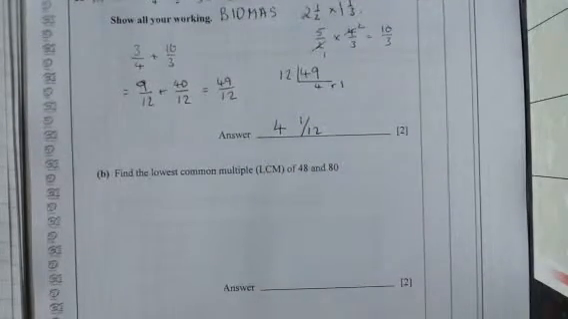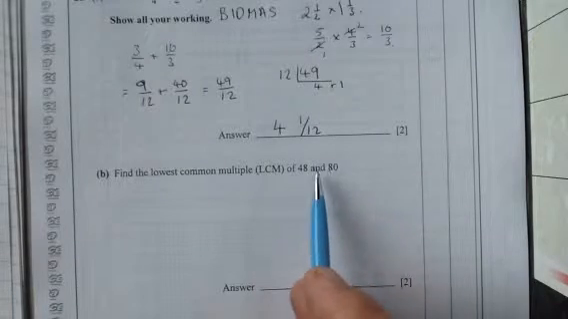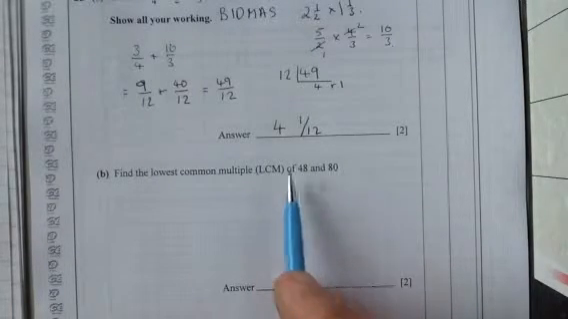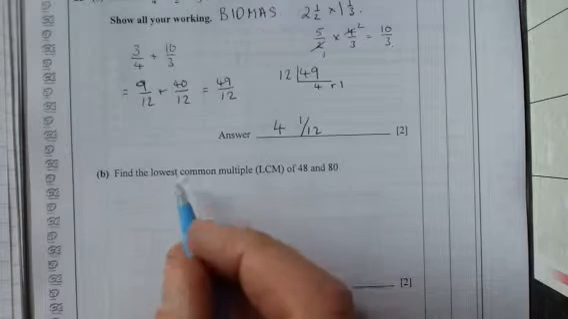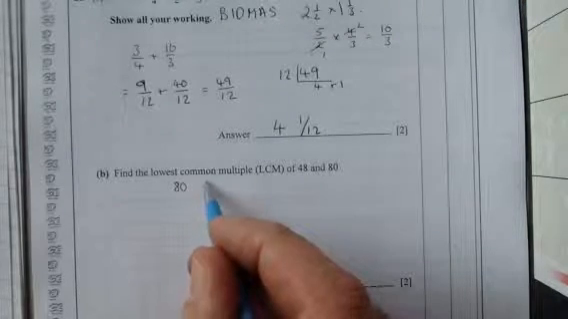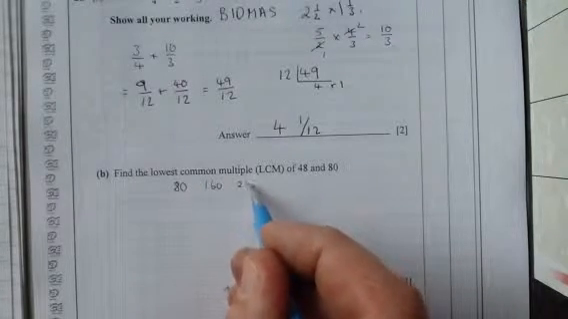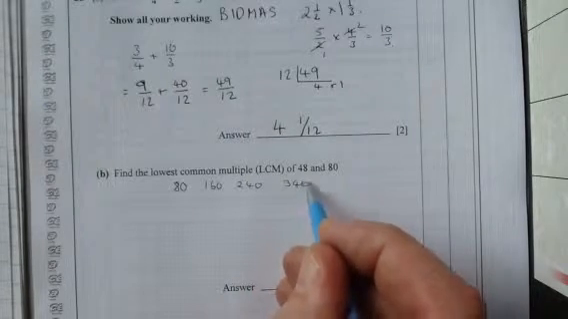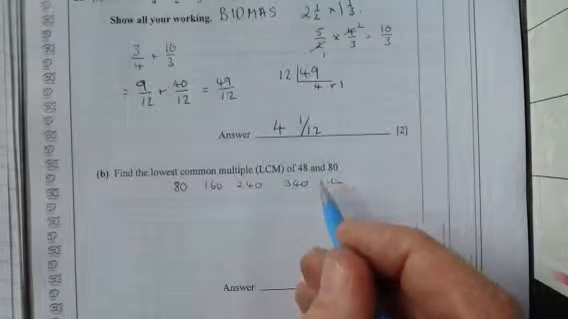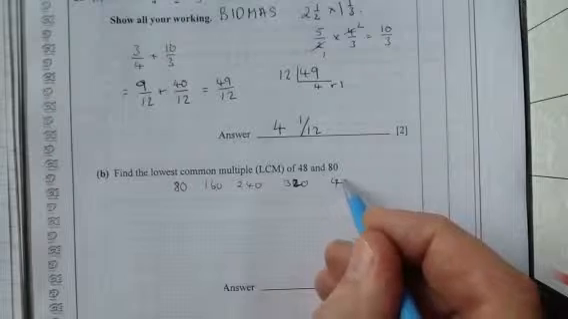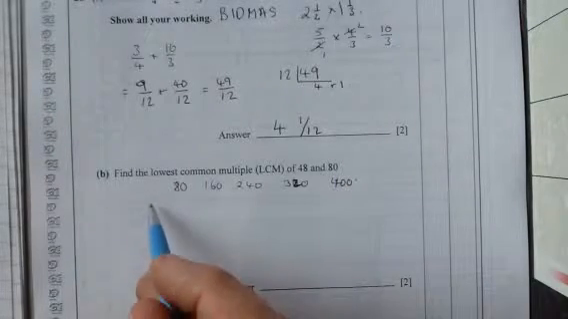Now part B then, find the lowest common multiple of 48 and 80. Now most people will do this by listing multiples. So of the larger number, we'll start with 80, 160, 240, 320, 400. And then we start with the multiples of 48.